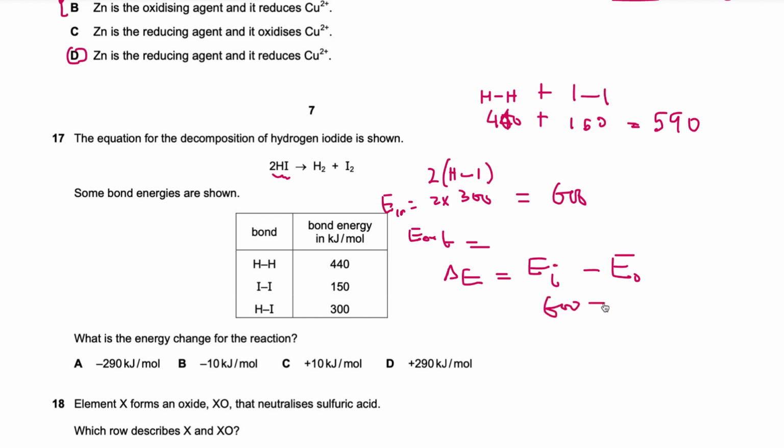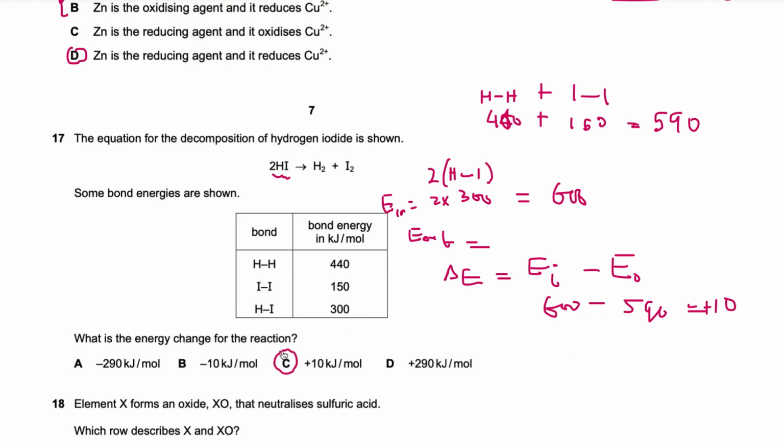minus 590. That will be 10, right? But this time it's positive 10. It's not negative 10. We get 10 kilojoule per mole. 10 kilojoule per mole, plus. So our answer will be what? We look at the options. Our answer will be C, right? Question 17, our answer will be C, plus 10.